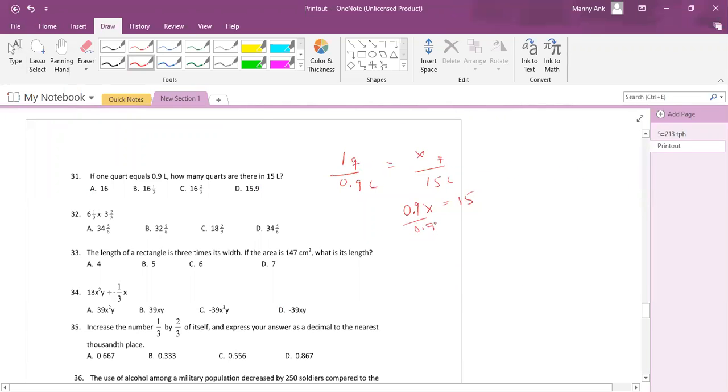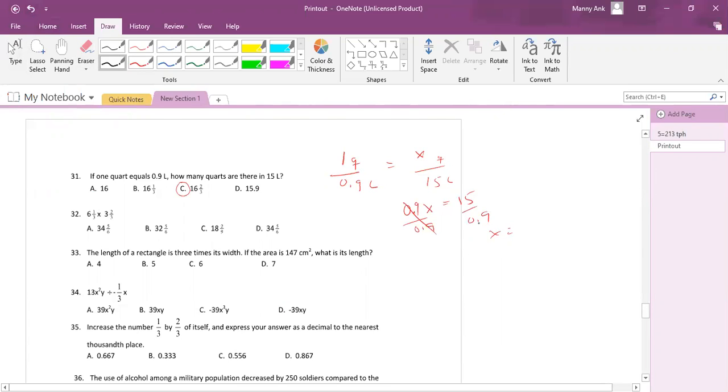And then divide to get your X. Once you divide this number, you should get 16 2/3. It's going to give you 16.6666666. But since it's in fraction, you can do long division here. If it's difficult for you to see that 0.66 is 2/3, then you have to use long division.